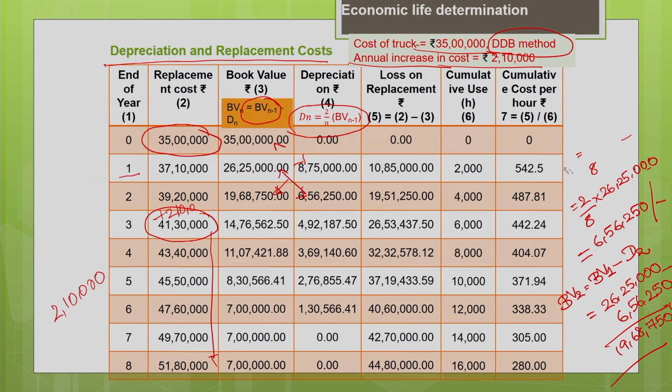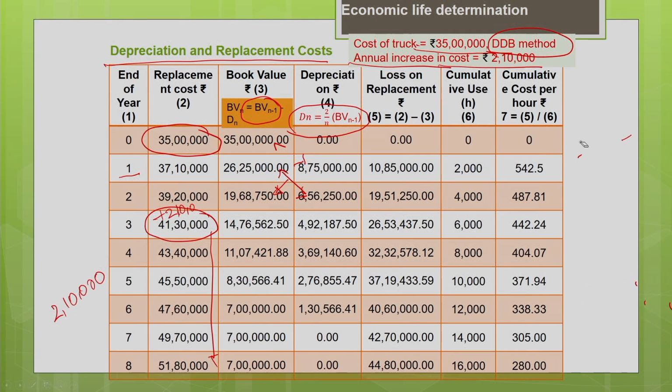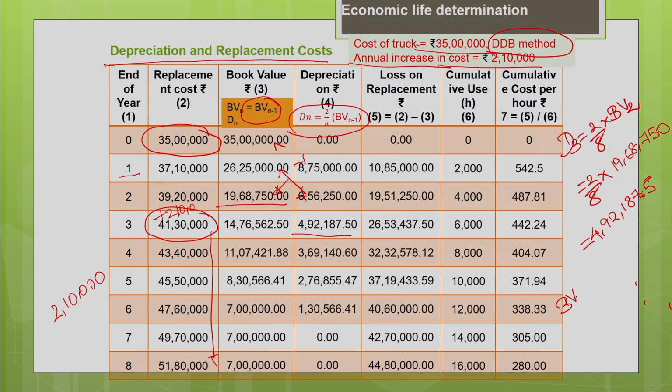One more sample calculation I will show, so that your understanding will be better. Now we are going to calculate the depreciation for the third year. Depreciation for the third year is nothing but 2 by 8 into the book value at the end of the second year, which is 19,68,750. So, that gives you the depreciation for the third year as 4,92,187.5.